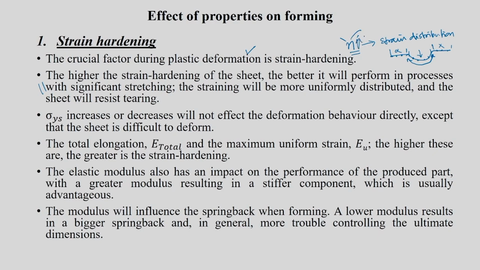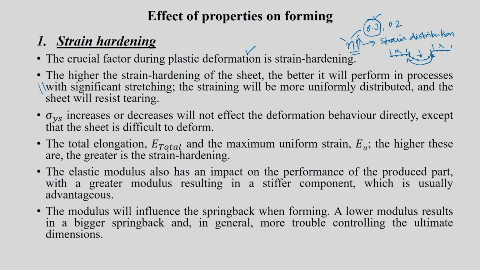So the larger the n, let us say for example you have a material with 0.3 n value and another material with 0.2 n value, the material with 0.3 n value is generally preferred from the formability point of view. Why? Because you may have uniform strain distribution from this point to this point for the higher n value, which also means that you can delay instability or necking.